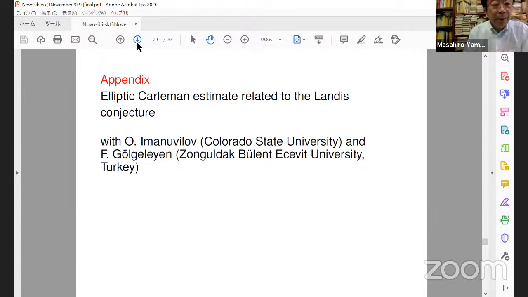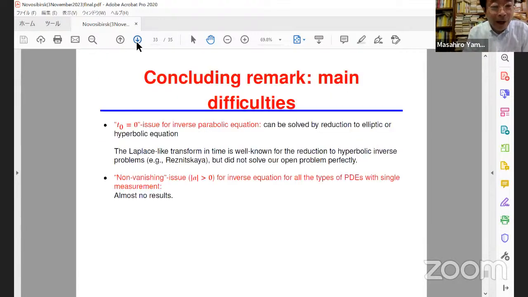Maybe at first it is better to give some concluding remarks, not an appendix, about T0 equals zero, namely, about the inverse problem for the initial value problem, especially the parabolic case. Anyway, in general, it seems that we must change the inverse parabolic problem to another, for example, an elliptic or inverse hyperbolic problem.